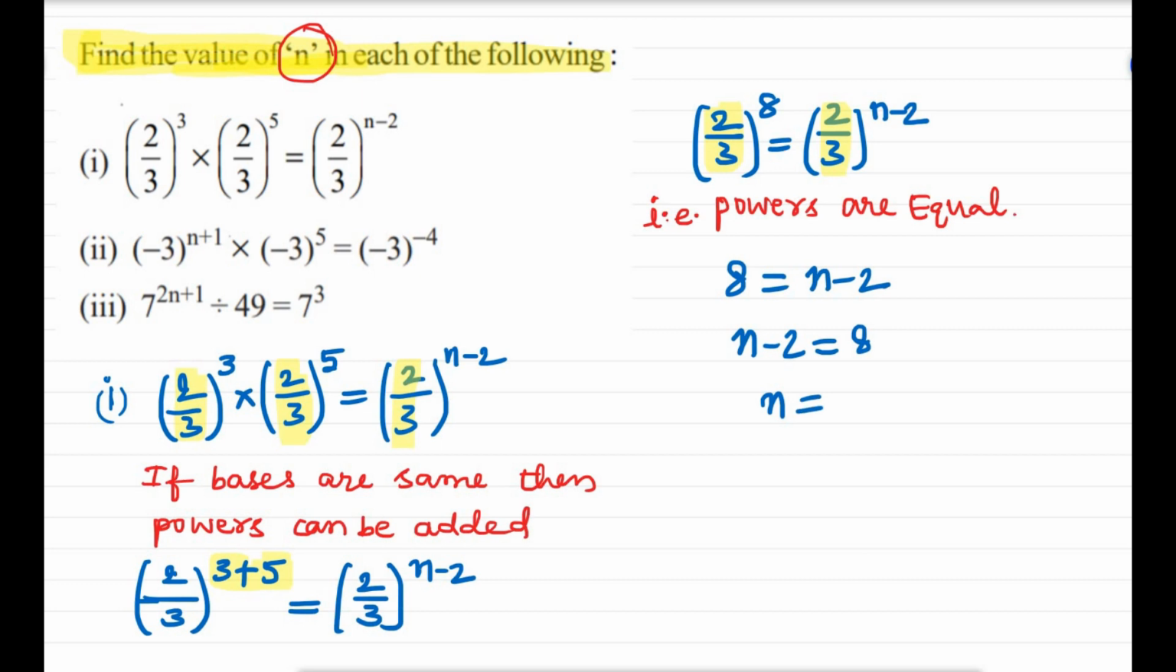n is equal to, transposing minus 2 to the RHS, 8 plus 2. So n is equal to 8 plus 2, which is 10. This is the final answer where he asked you to find the value of n. So n is equal to 10 is the answer. Understand, students? So far we have done the first one. Let us solve the second problem.